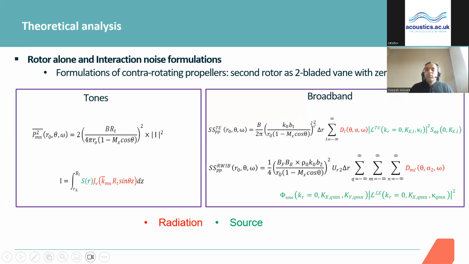There are contributions from the various different modes for the rotor self noise. But again, if you look at the broadband interaction noise, we have the three summations, which come from the two rotors as well as one of the azimuthal modes, that is a Q of the turbulence.